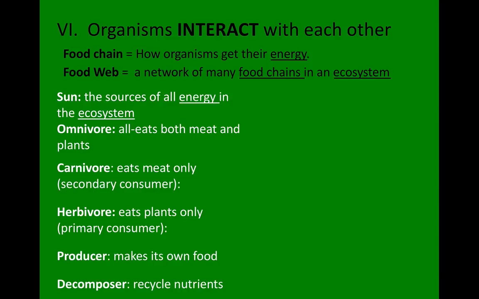Herbivores, herb means plant. Herbivores eat only plants. Producers are those things that make their own food through the process of photosynthesis. We call them producers because they're producing food for themselves, but other things within the food chain and food web. And then the decomposers. The decomposers recycle the nutrients and return them to the soil for the next generation.